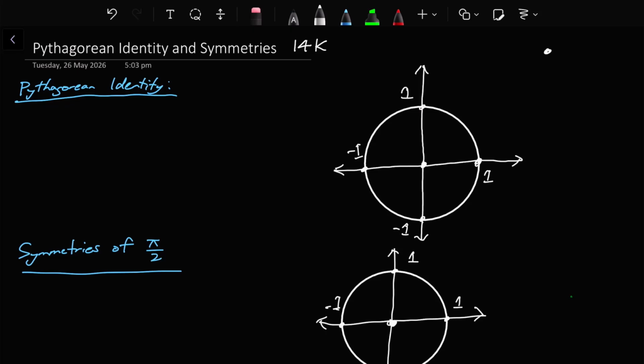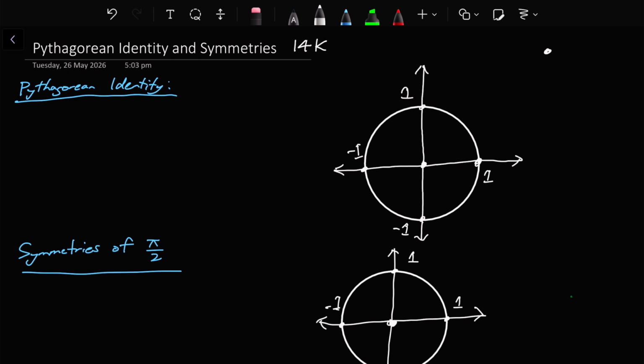Alrighty, welcome back. Today we're going to be going over some stuff in 14K, looking particularly at the Pythagorean identity and some symmetries of pi on 2 between sine and cosine. So firstly, let's just remind ourselves of what the Pythagorean identity actually is.